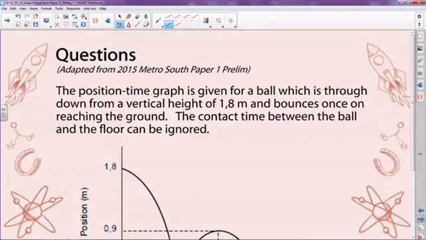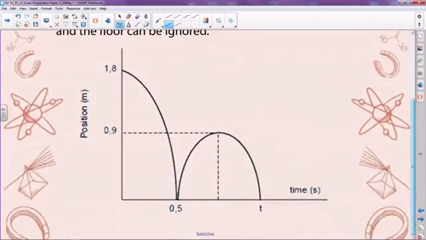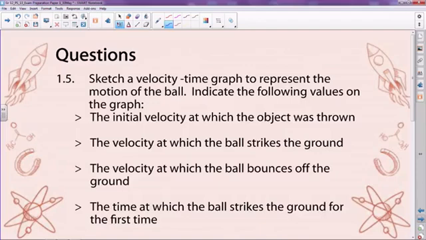Last question, which actually I'm going to do with you because it's going to be easier. Now, what they want us to do is to sketch a velocity time graph to represent the motion of the ball. Indicate the following values on the graph. So now, let's write these in as we read it. So it says the initial velocity at which the ball was thrown. That was 1,15 meters per second, and that was positive. The velocity at which it strikes the ground, and that value was minus 4,2.